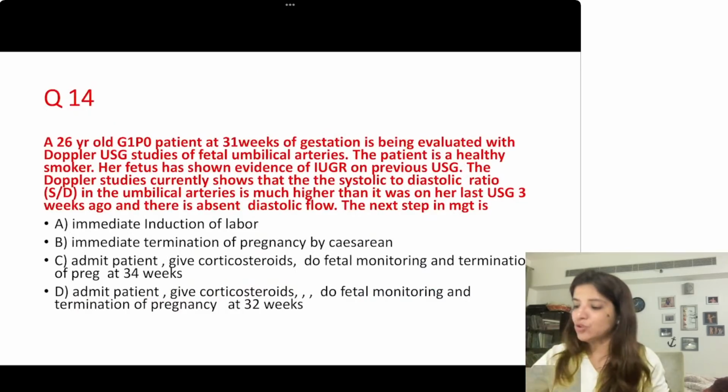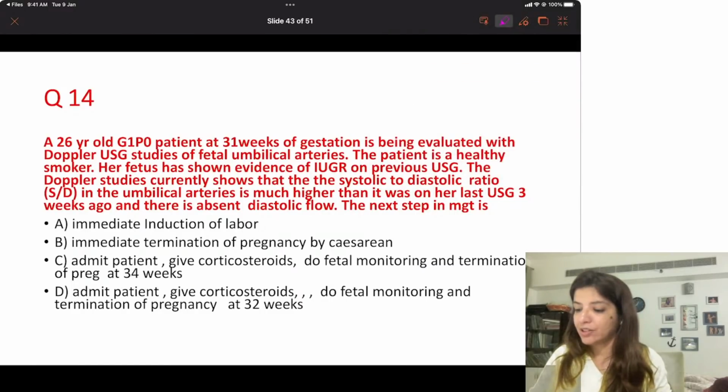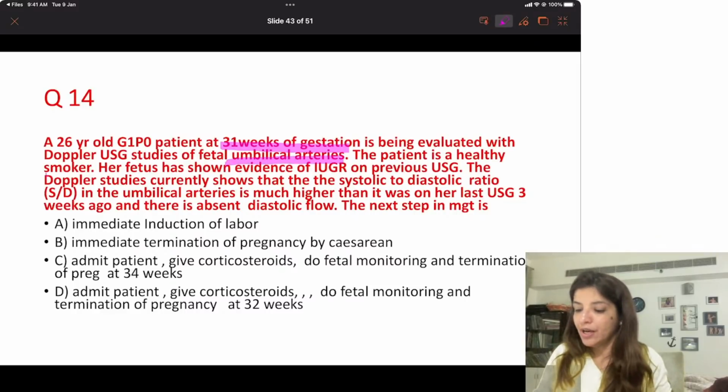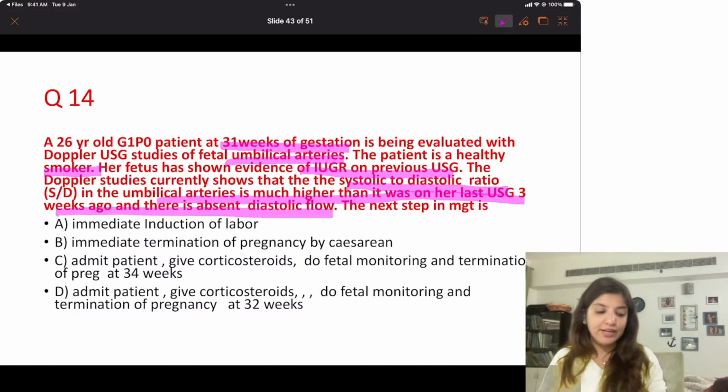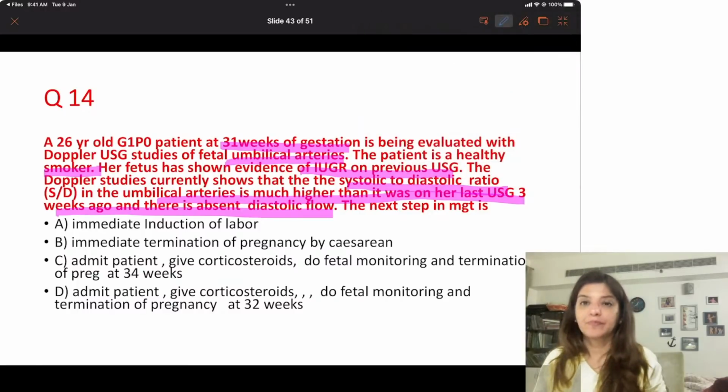Okay. Coming to question number 14. Question number 14 is a 26-year-old primigravida at 31 weeks of gestation being evaluated with Doppler ultrasound studies of fetal umbilical artery. Patient is a healthy smoker. Her fetus has shown evidence of IUGR on previous ultrasound. Doppler study currently shows that SD ratio is higher than it was in her last ultrasound and there is absent diastolic flow. The next step in management is, now tell me, what is the next step?